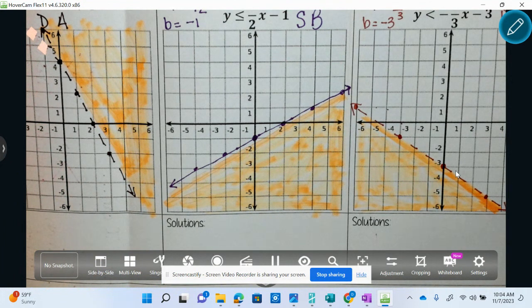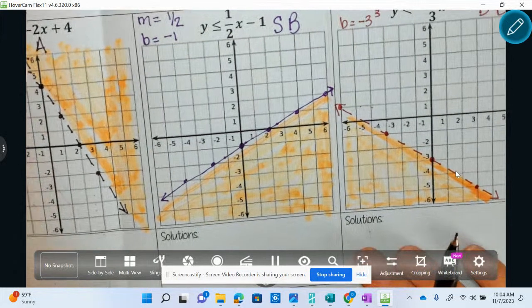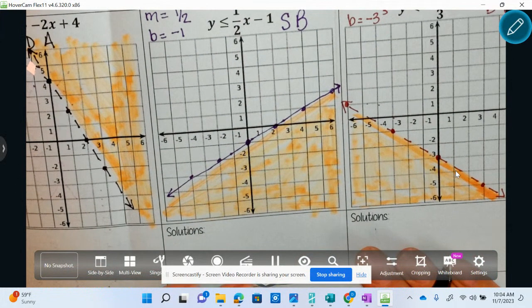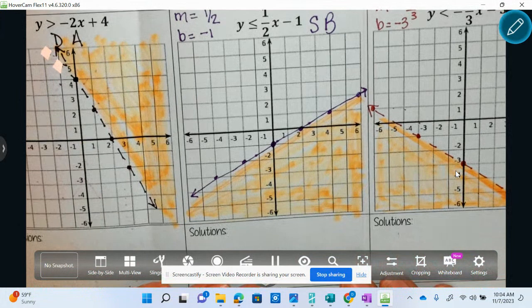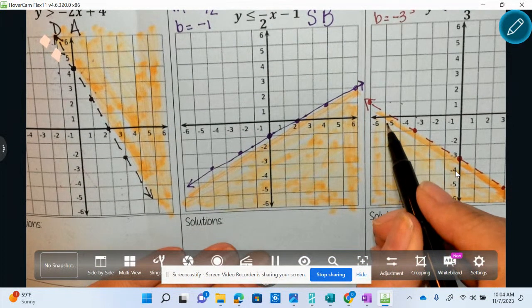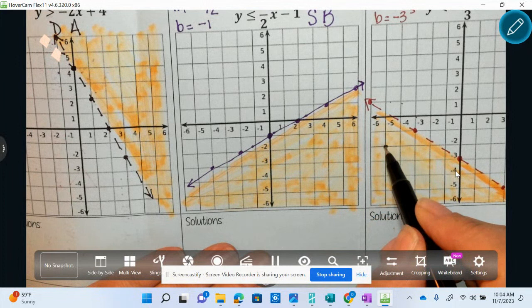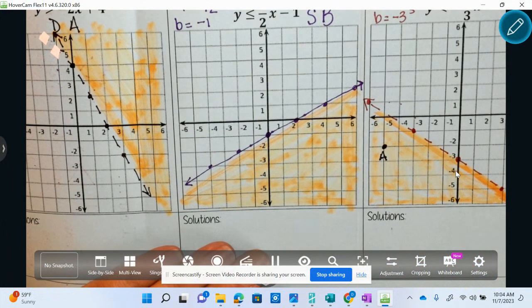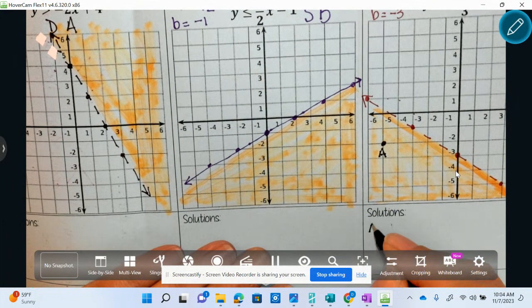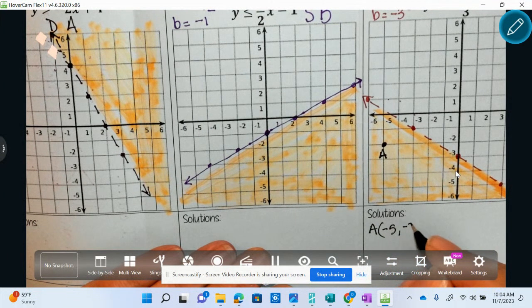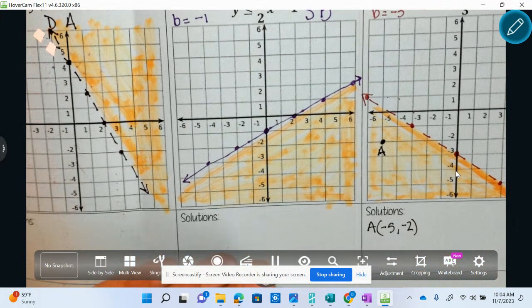So point A is the ordered pair -5, -2. Which inequality has the shaded solution area? The last one, -5, -2. Right here is where point A would live. If you don't want to graph it on your paper and you just want to write it down below where it says solutions, you can do that as well.